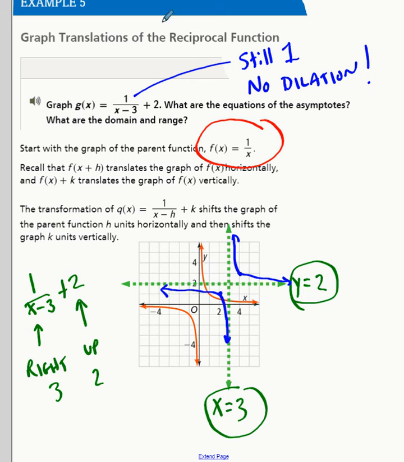And we can recreate that on Desmos if you'd like. You could go ahead and pop this into Desmos and check to make sure that it's your normal hyperbola, hasn't been stretched, moved to the right 3 and up 2.